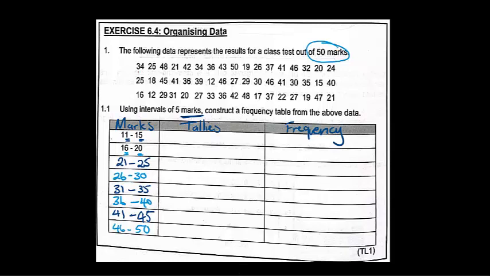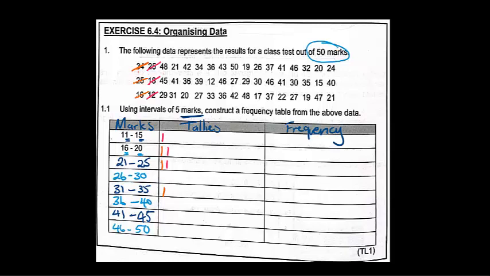My first number is 34. 34 is somewhere between 31 and 35. So I'm going to put a tally mark there for 34, and I'm going to remove it from my list. Next up, I have 25, so I'm going to place it there, and remove 25. Then I have 16, place it there, and remove it. I'm going to change color just to make it easier for you to see what I'm doing. You don't need to change color. Okay, 25 is my next one, so 25 goes there. Then I have 18, which goes there, and I have 12.